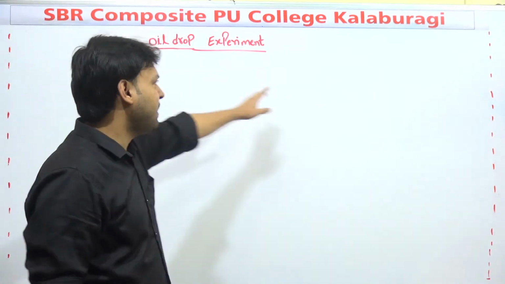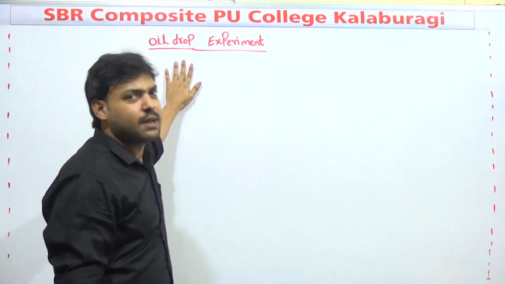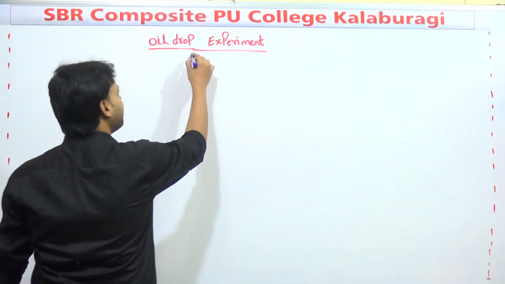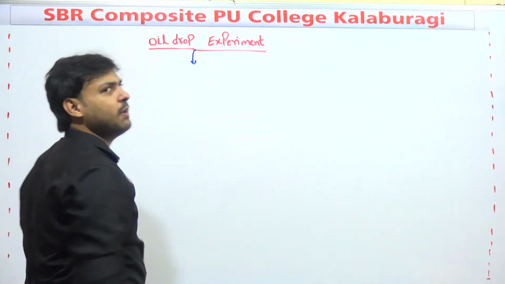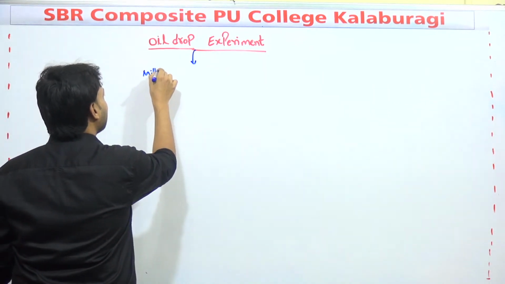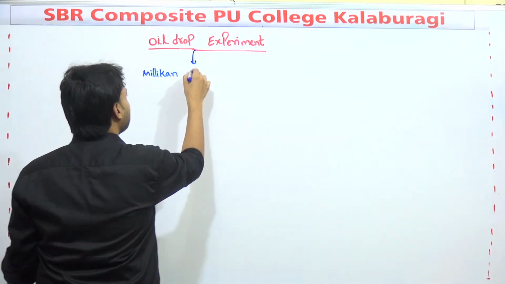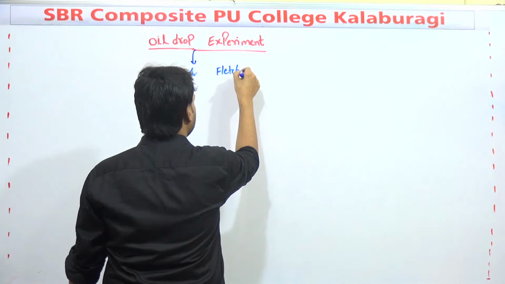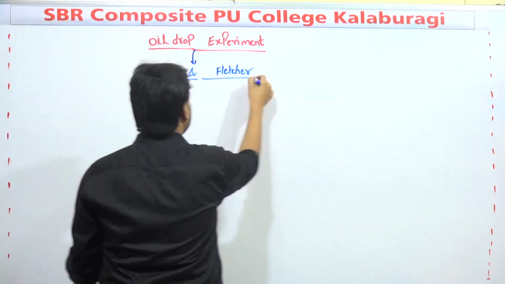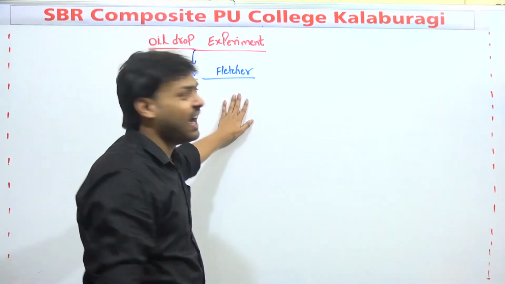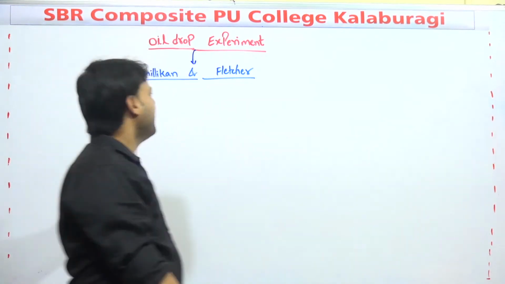That experiment we call the oil drop experiment. Who developed the oil drop experiment? We already discussed yesterday: it was developed by Robert Millikan and Harvey Fletcher. So I have just written Millikan and Fletcher.